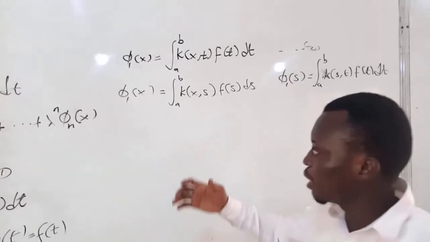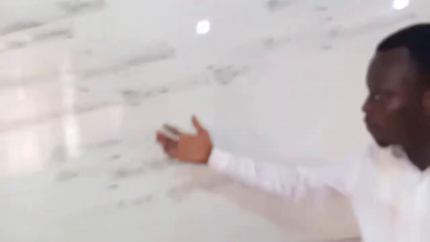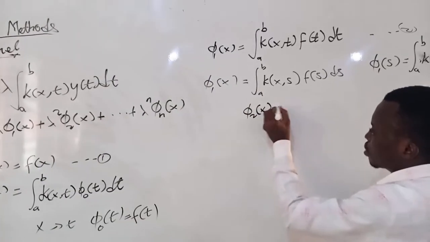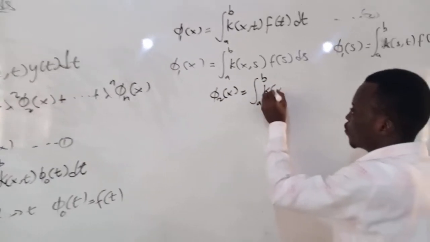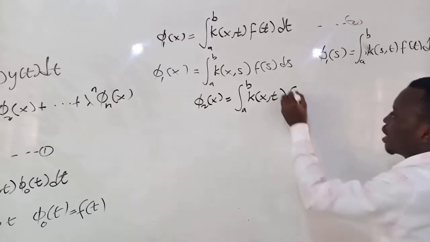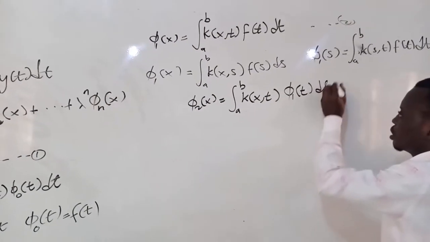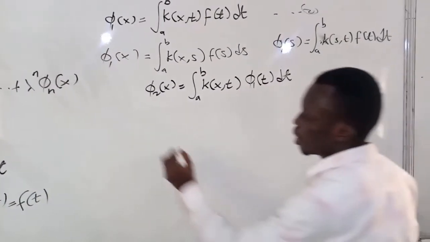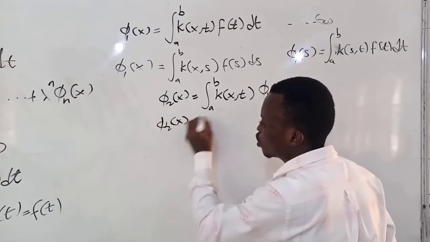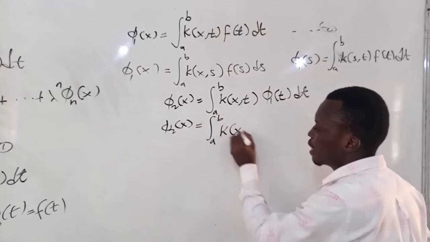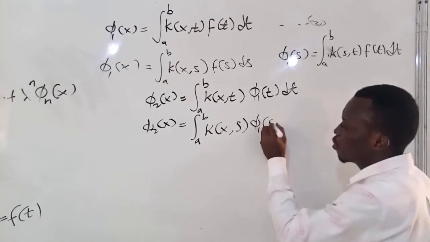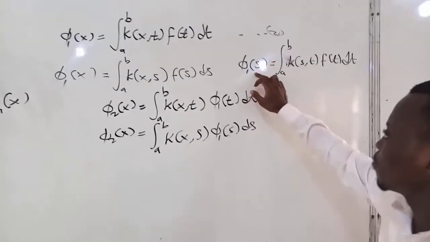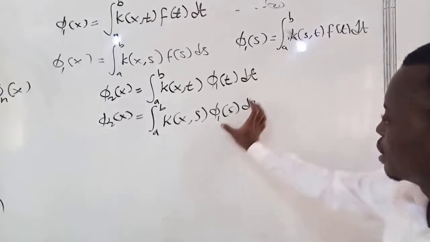And in our previous session too, we saw that this phi 2 of s was giving us integral from a to b k of s t phi 1 of t dt. Now let's interchange these t's to s. Now we are going to have our phi 2 of s to be equal to integral from a to b k of s, s phi 1 of s ds. Now you can easily see that we have phi 1 of s here and phi 1 of s here, and so we just substitute this equation into this equation.